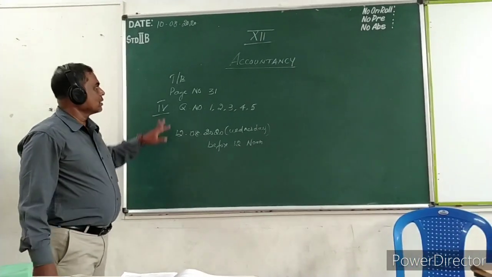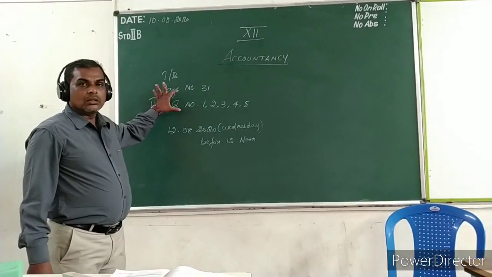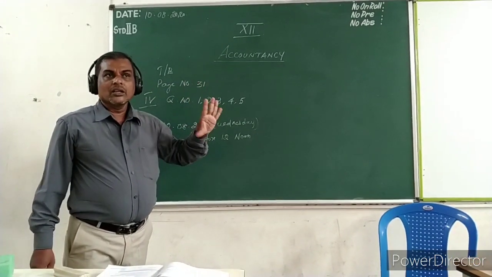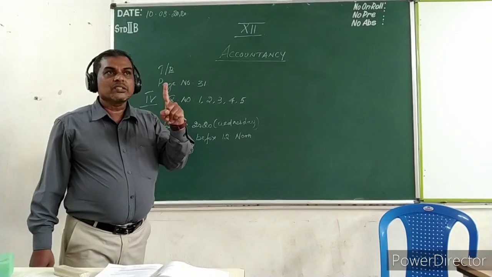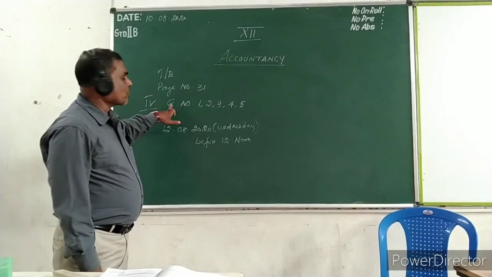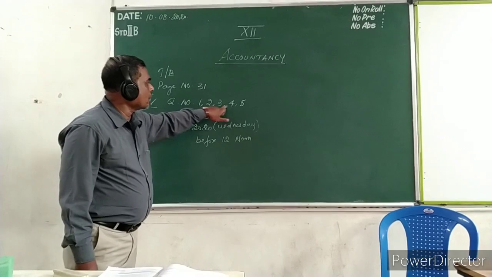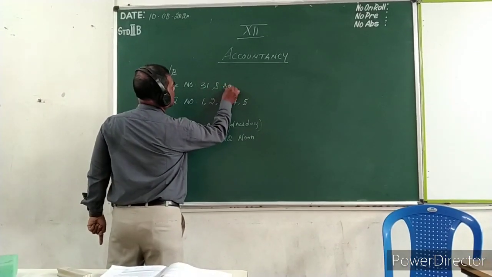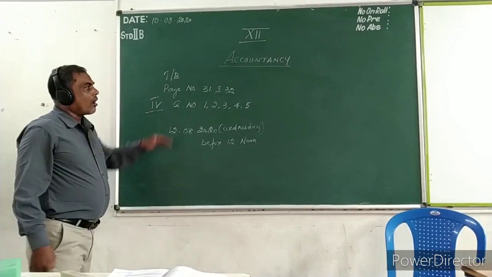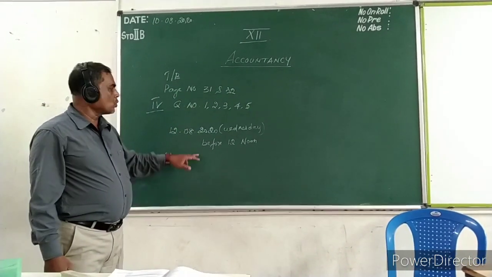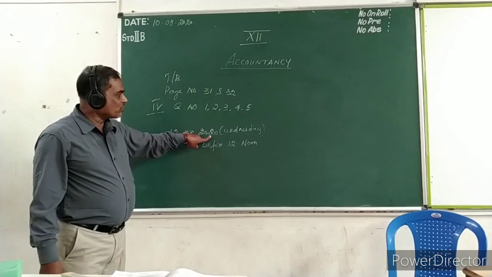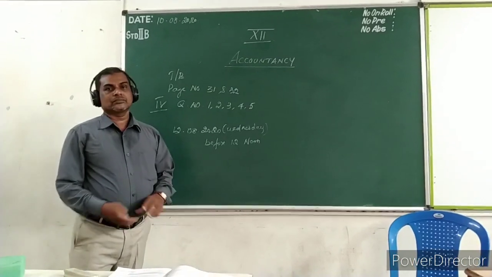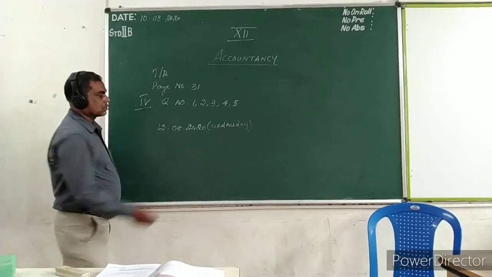Listen my dear students, you have to complete your homework with our school materials only. You have to take one accountancy notebook which we have issued from our school. You have to complete question numbers 1, 2, 3, 4, 5 which are available on page number 31 and page number 32, Roman letter 4. All the completed sums you have to submit to our school on 12th August 2020, Wednesday, before 12 noon. Okay, thank you.